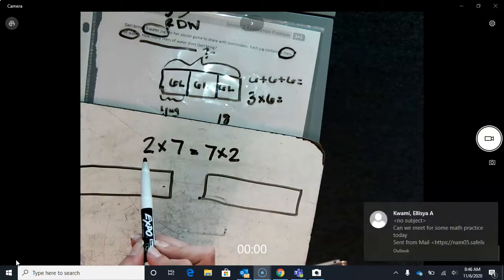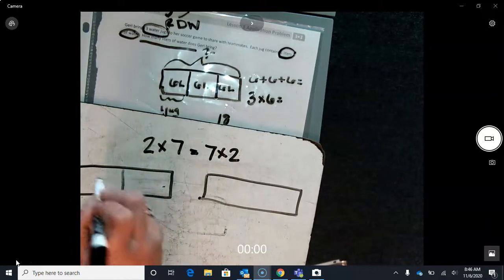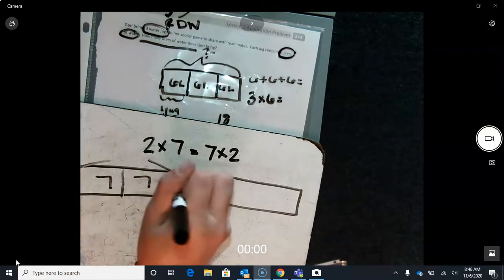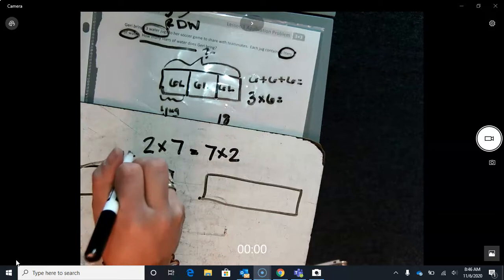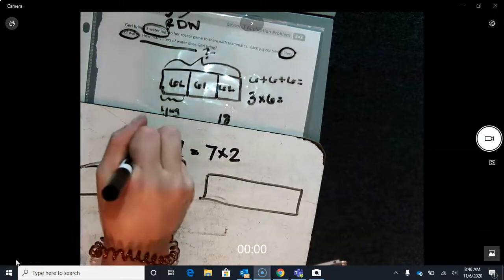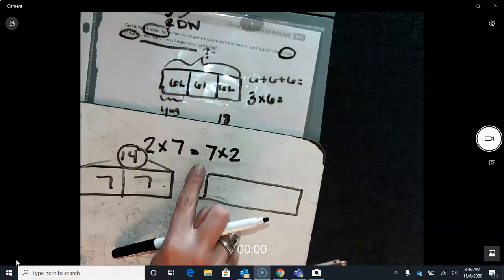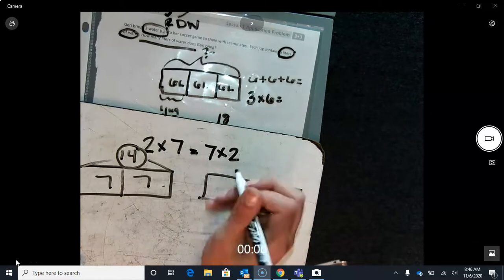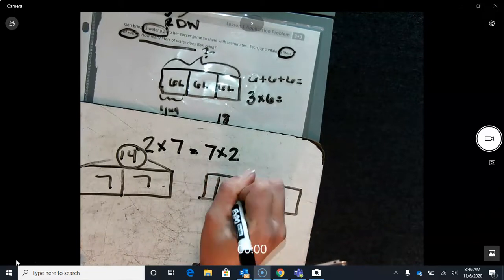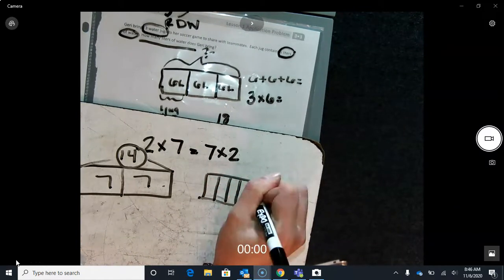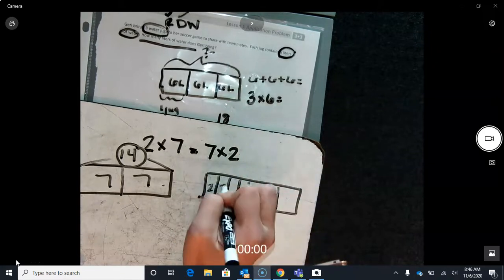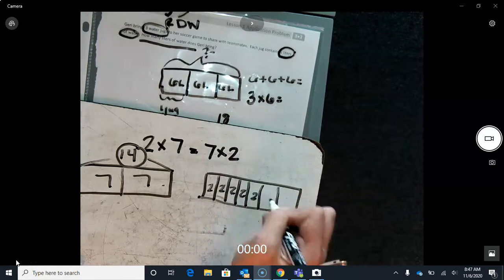So we know 2 times 7. So here we have 2 groups of 7. And our product would be, right, 14. We've studied this fact and we know it. But we don't know our 7's facts. What is this tape diagram showing? Right, 7 groups of 2. 1, 2, 3, 4, 5, 6, 7. And there's 2 in each group.